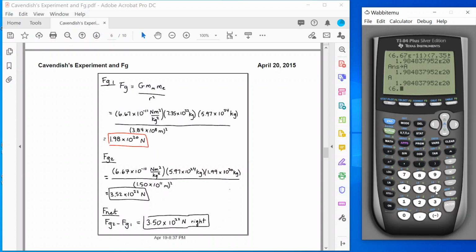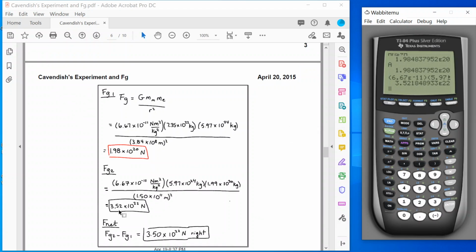So let's do that. 6.67 times 10 to the negative 11 times 5.97 times 10 to the 24 times 1.99 times 10 to the 30 over 1.5 times 10 to the power of 11 squared. And there we go, that's where the 3.52 times 10 to the negative 22 came from. Again, I'm going to store this number so I can find it easily later. I'll store it as letter B.